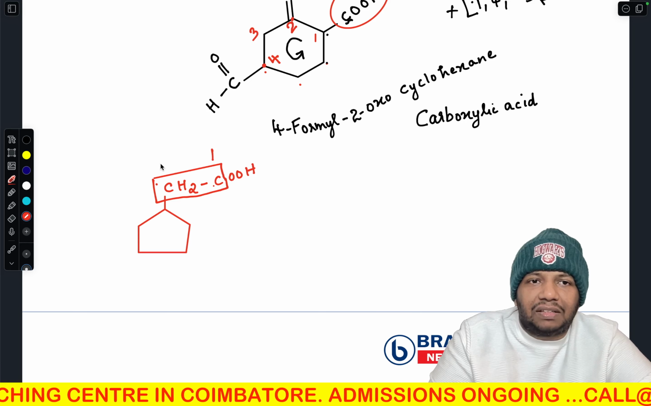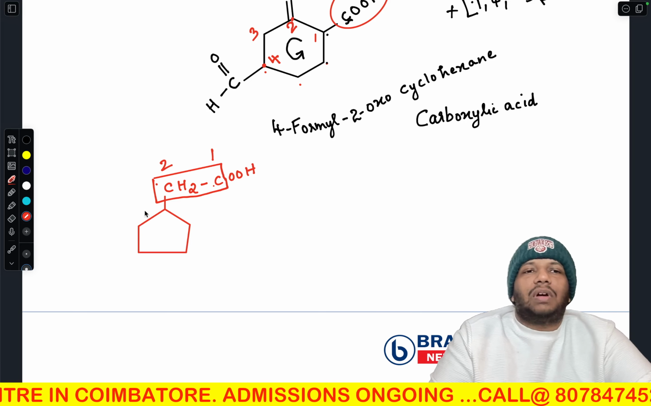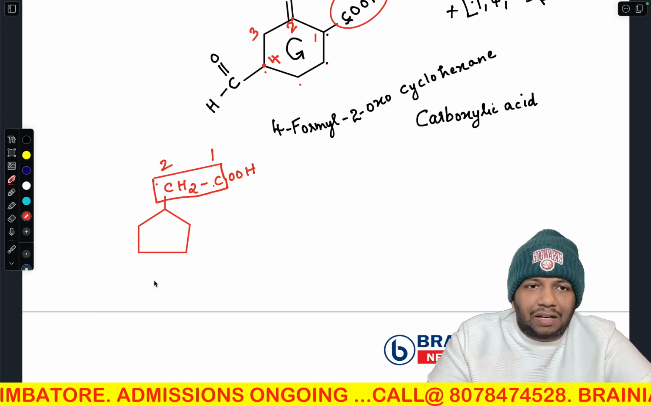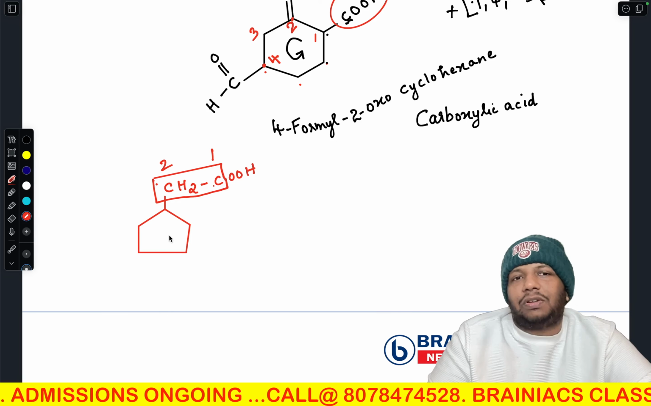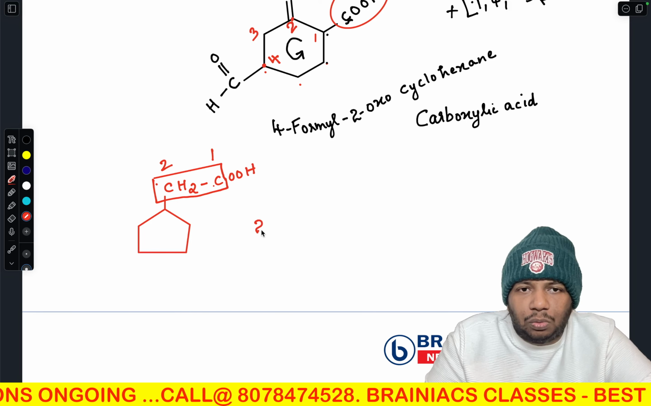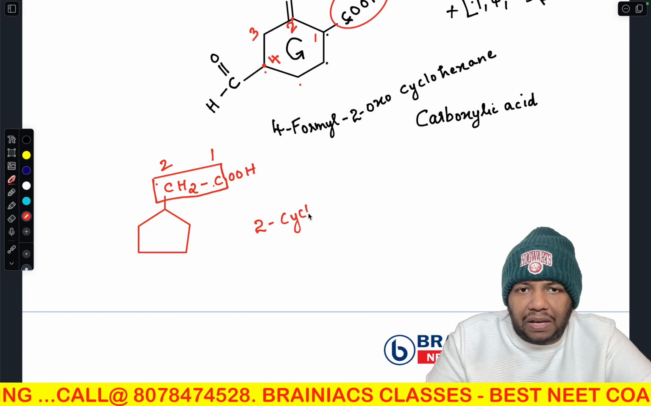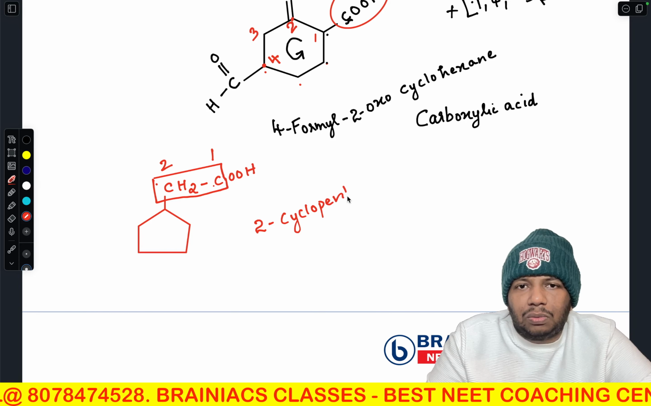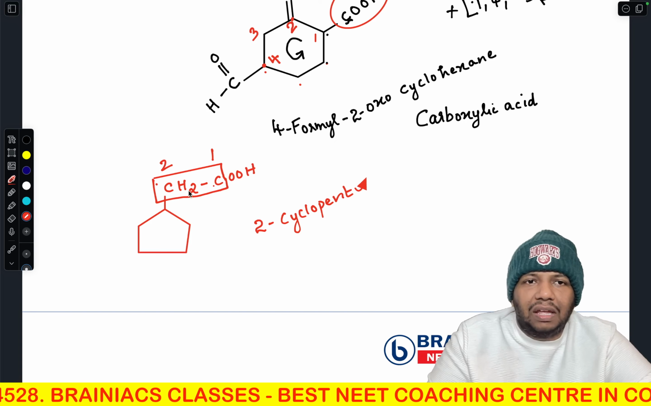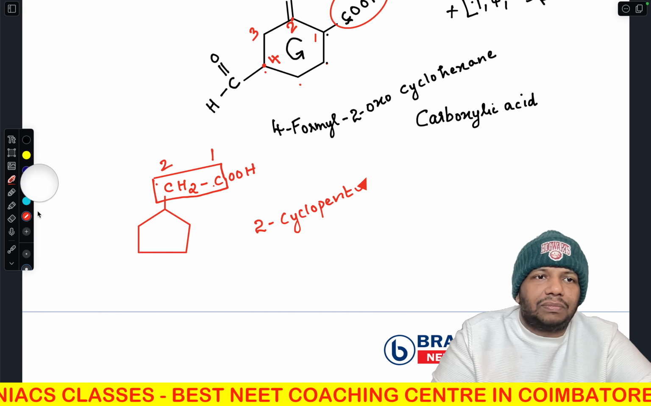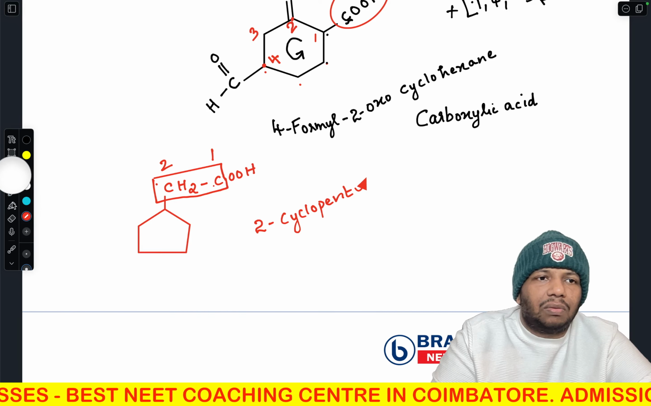I can number it like this, 1, 2. So in the second carbon there is a cyclopentyl present as a substituent. So I can start with 2-cyclopentyl. In the parent chain you can see, listen.